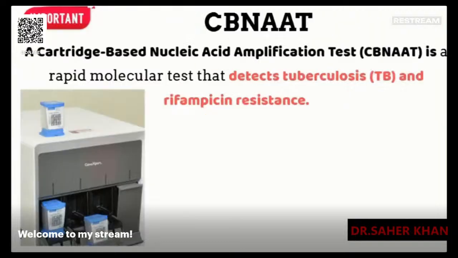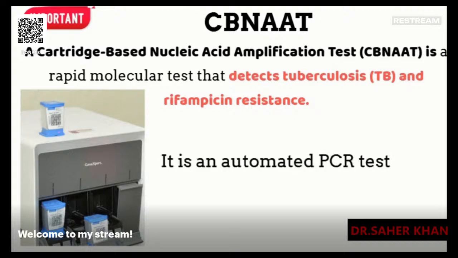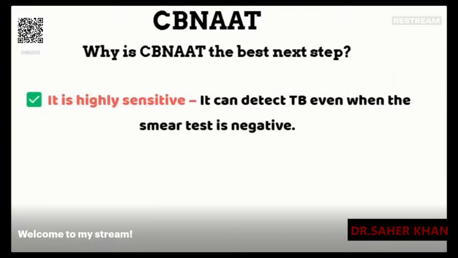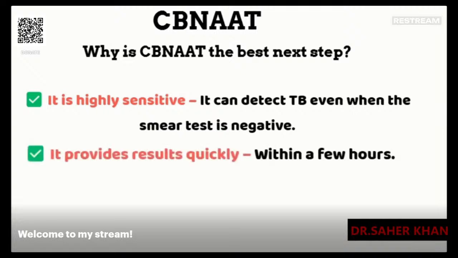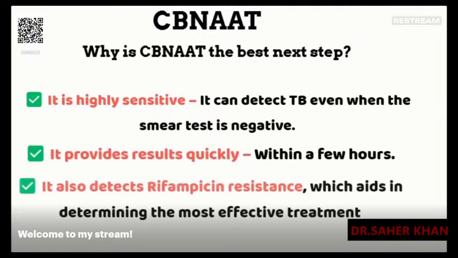CB-NAT stands for cartridge-based nucleic acid amplification test. In short, it is an automated PCR test that detects Mycobacterium tuberculosis DNA in the sample. And why is the CB-NAT the best next step? Because it is highly sensitive. It can detect TB even when the smear test is negative. And second, it provides rapid results within a few hours. And the third important point, it can help in deciding the best treatment for the patient. It detects rifampicin resistance as well. So the CB-NAT is the best choice for confirming tuberculosis.